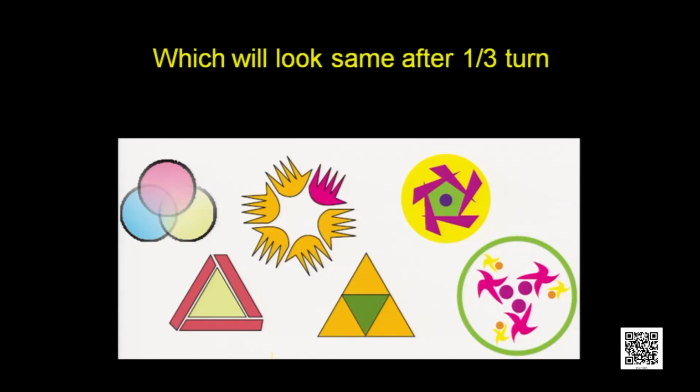Now, which will look the same after a 1/3 turn? Now, you see this picture. On a 1/3 turn, that is I have to rotate it 120 degrees, it will not be the same. It will not be the same because this pink color part will come in this direction. So its look will not be the same. Similarly, this one also is not the case. Similarly, this will not look the same on a 1/3 turn, but this triangular structure, this picture will look the same on a 1/3 turn, and so also for this one and this one.